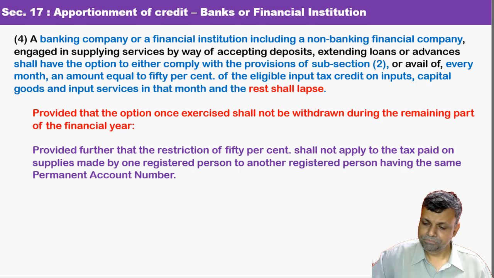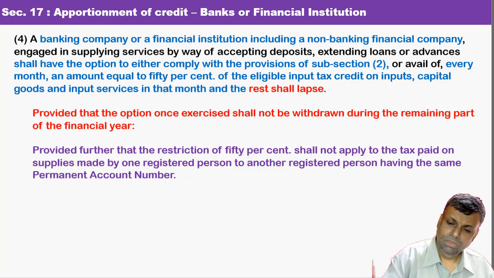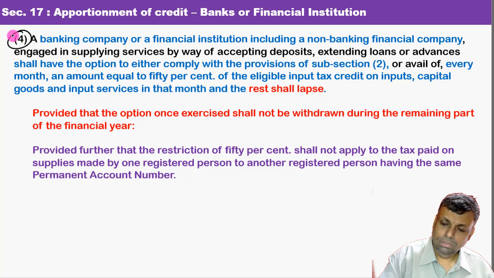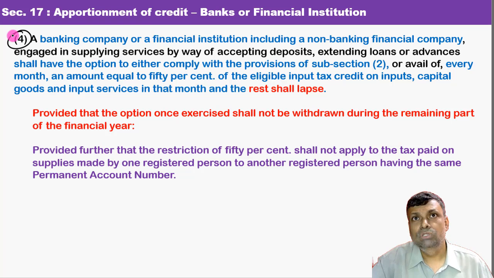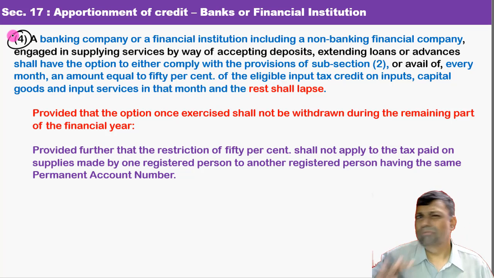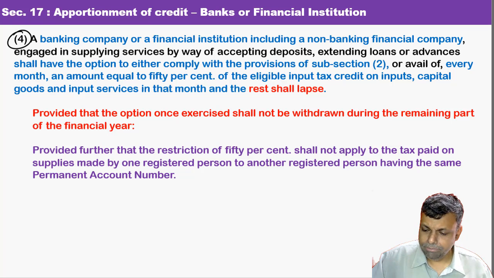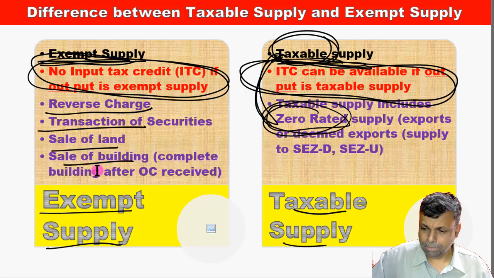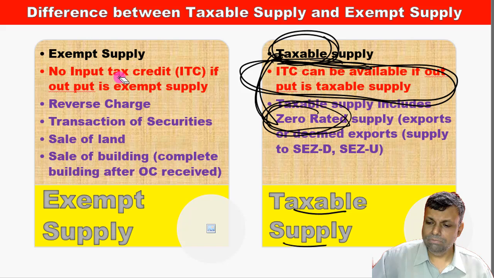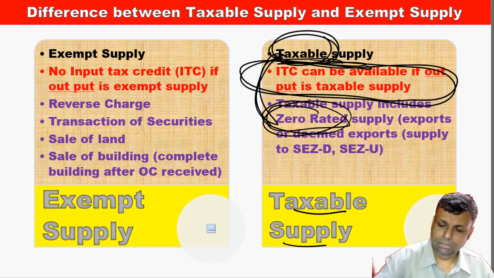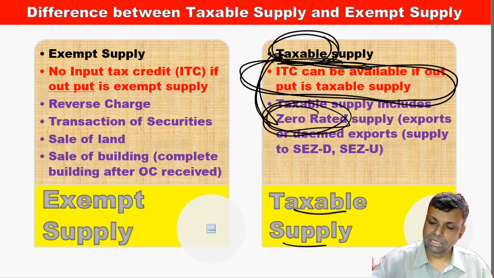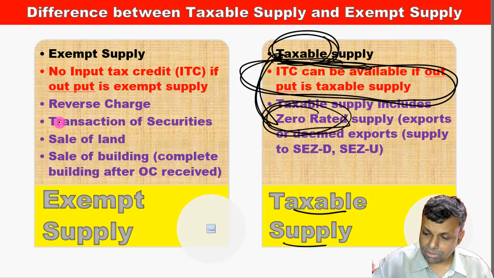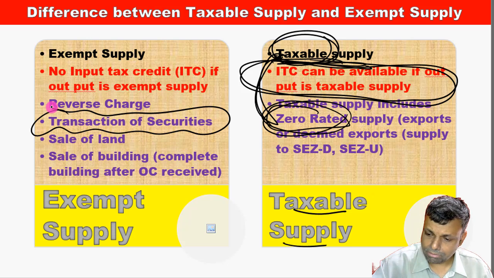Okay. Further, section 17, subclause 4. There is a special scheme which has been incorporated by the law in relation to the banking financial institution. Understand this very, very simple scheme. But remember one thing, what is the purpose of this particular scheme? The purpose is that if you see this particular meaning of the exempted supply, that is exempted basically output, it includes the transaction of securities.